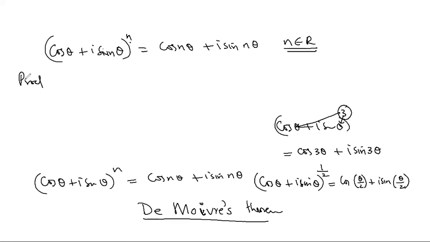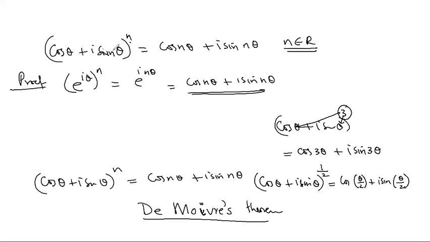Proof is very simple. e raised to i theta, the whole raised to n, is e raised to i n theta, which is cos n theta plus i sin n theta. That's it. So cos theta plus i sin theta raised to n can be written as e raised to i theta raised to n, became n theta, now distributed back to polar form. So cos n theta plus i sin n theta. Followed so much? Yes, sir.